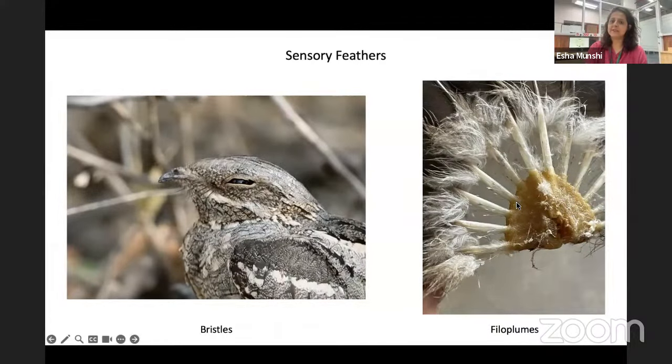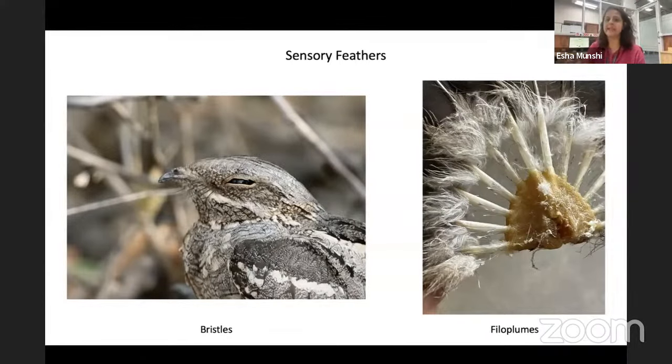Phylloplumes are these sensory feathers which send the message to the bird that this feather is not present. So each flight feather has a set of phylloplumes, which is the smallest feather in a bird's body. These are the sensory feathers. So if this feather is removed from here, these phylloplumes connected to the nervous system would send the message that this feather is not there, even during molting.